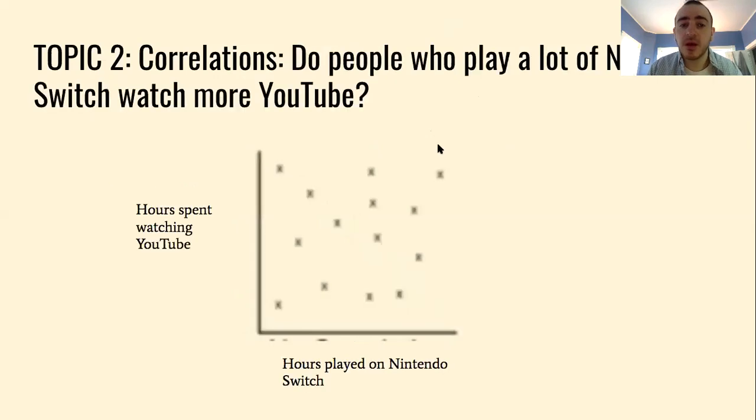For the next one, do people who play a lot of Nintendo Switch watch more hours on YouTube? This is just something I made up, so argue if you will. But looking at this data, there's no relationship between these two variables. This person plays a lot of hours on Nintendo Switch but doesn't watch YouTube a lot. This person watches YouTube a lot but doesn't play Nintendo Switch. This person does a lot of both. So there's no pattern, and we say no correlation.